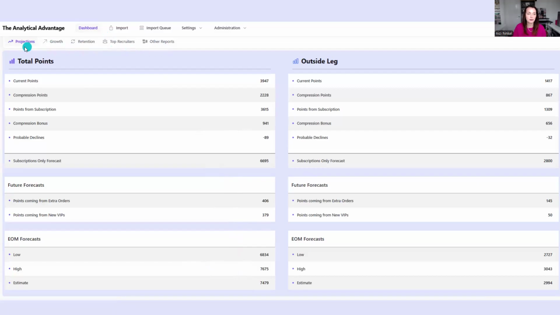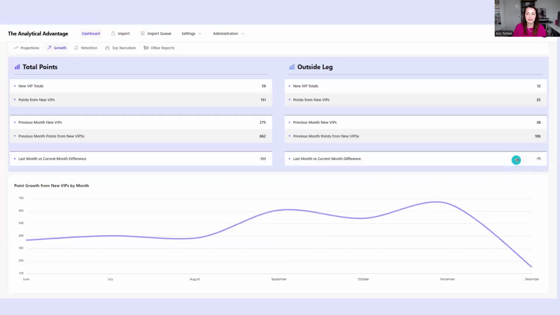So these little reports right here, these are tabs that you can just click on. If we click on growth, it's going to take you to this report right here. Growth is focusing on your new VIPs joining your team. Again, we're broken up into total and outside leg.